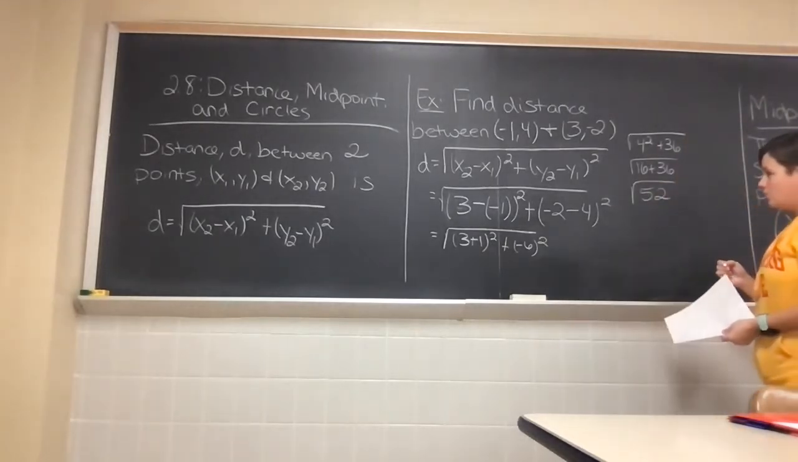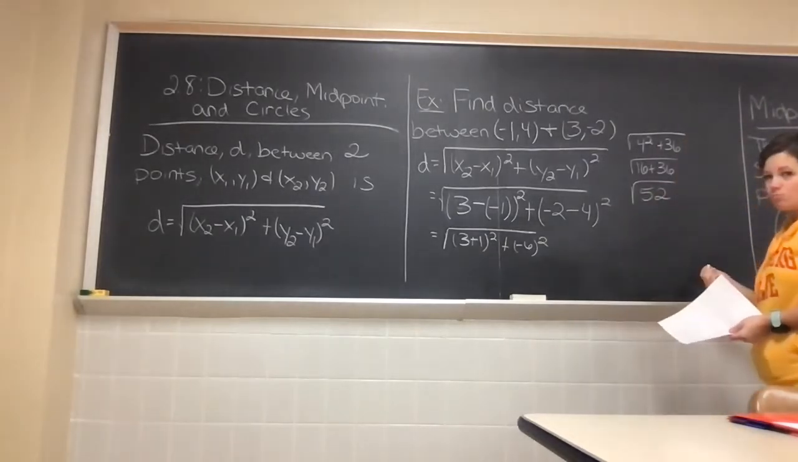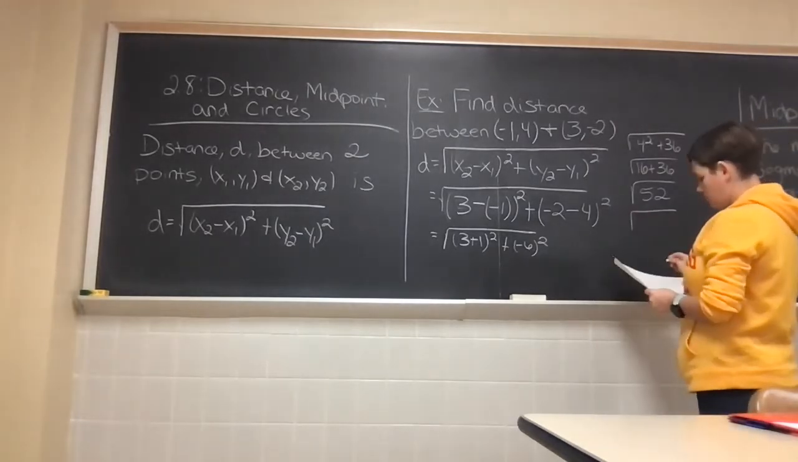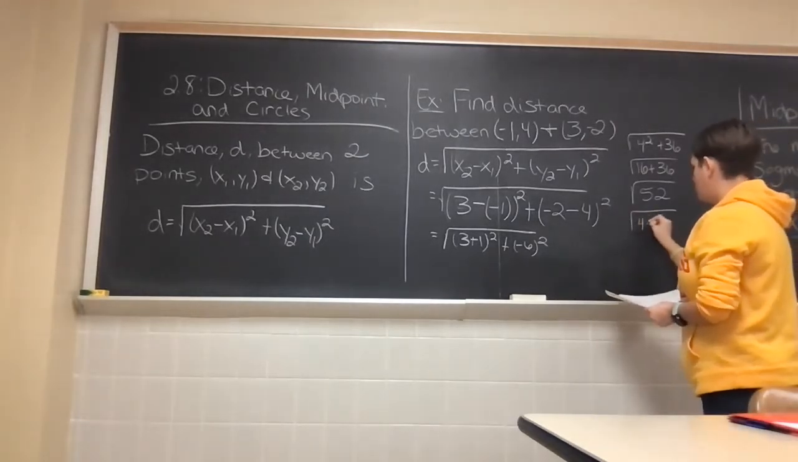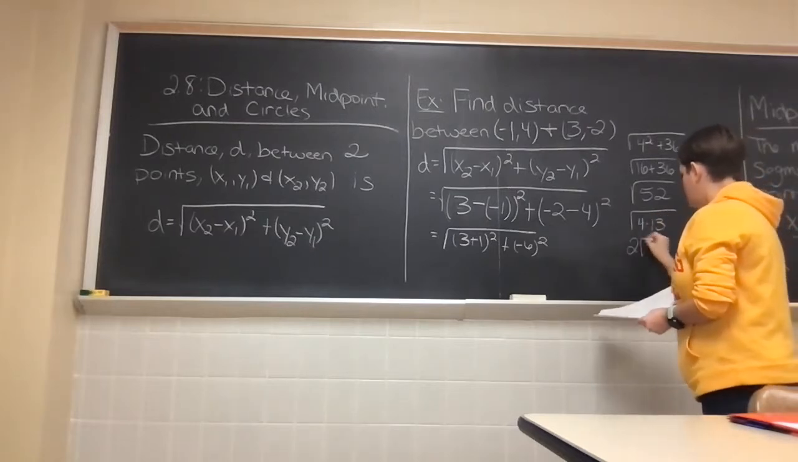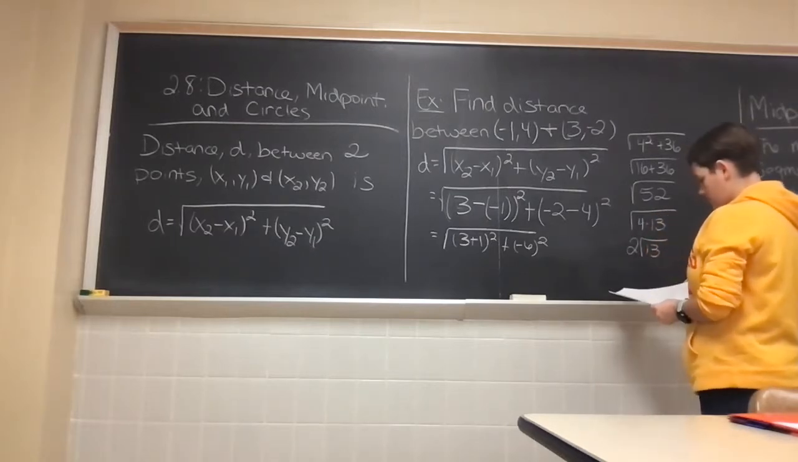Now that's not totally reduced. So let's see what goes into 52? Well, 52 is the same thing as 4 times 13. So that can be 2 square roots of 13.